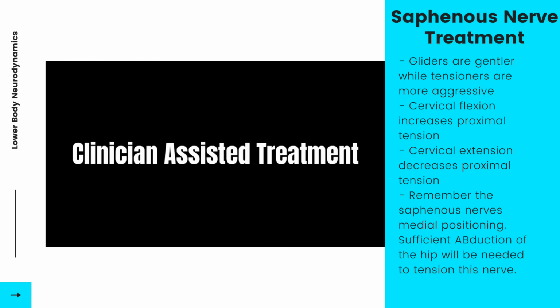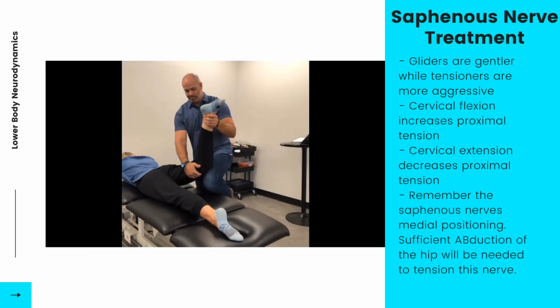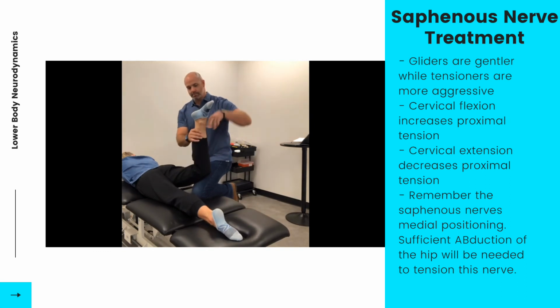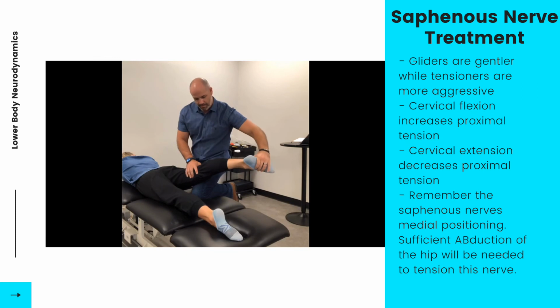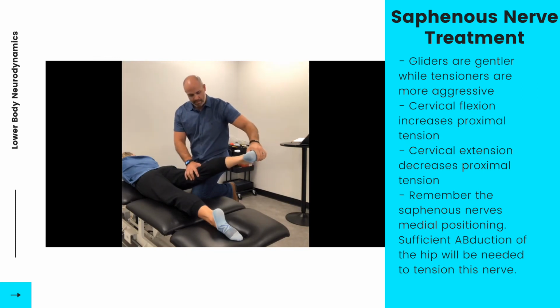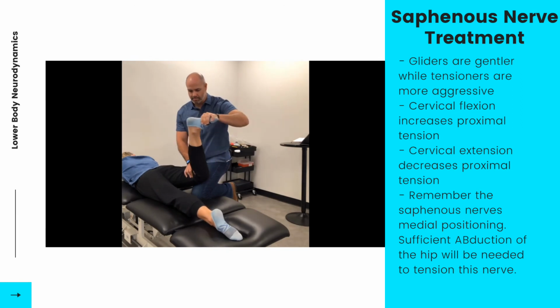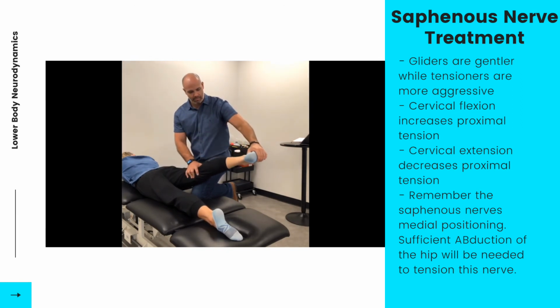In order to mobilize the saphenous nerve as a clinician, you're going to want to place the patient in the same position as our test for the saphenous nerve. So hip extension, abduction, knee flexion, ankle dorsiflexion, and eversion. From here, the knee will be extended to put tension on the nerve. By repeatedly moving into flexion and extension at the knee, as well as moving in and out of internal and external rotation, the saphenous nerve can be mobilized.